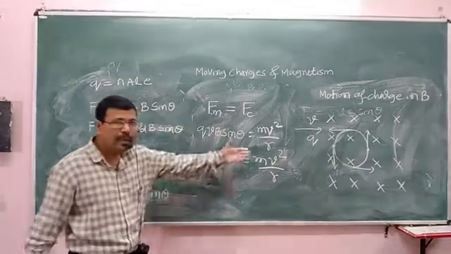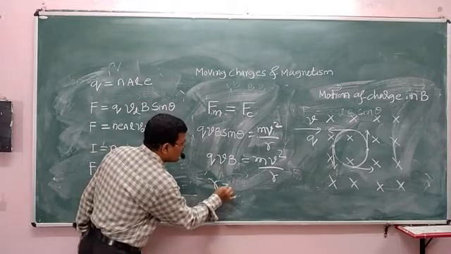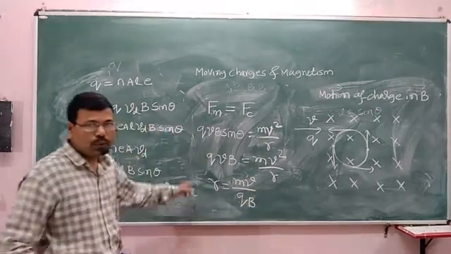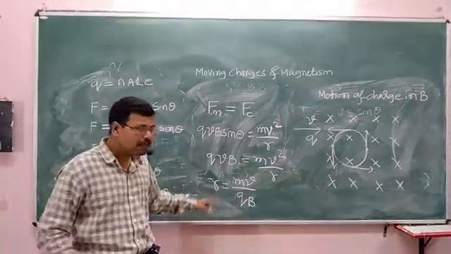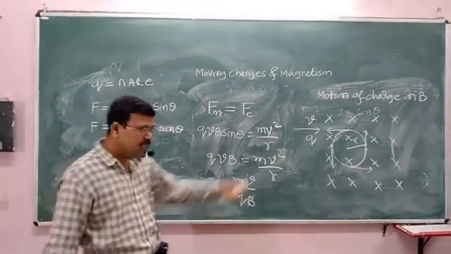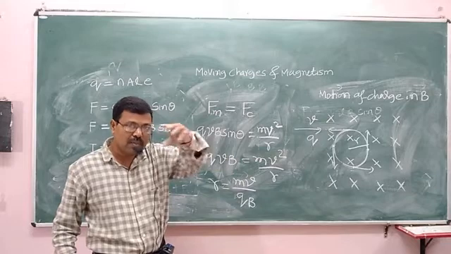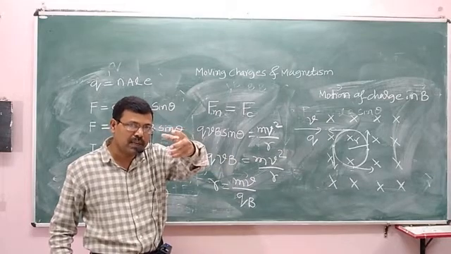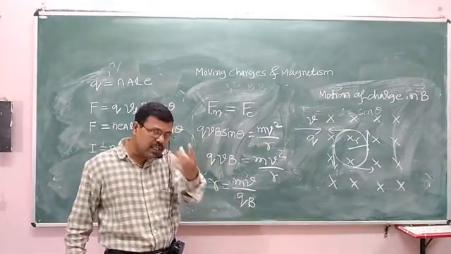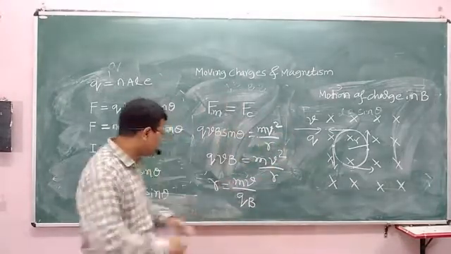Fine. qvB is equal to mv square by r. v cancels. What we get is r is equal to mv by qB. What is r? r is the radius of the circular path. What is m? m is the mass of the charge, the mass of an electron, or proton, or neutron, or helium ion. What is q? The magnitude of the charge. What is B? The strength of the magnetic field in which the charge is moving.